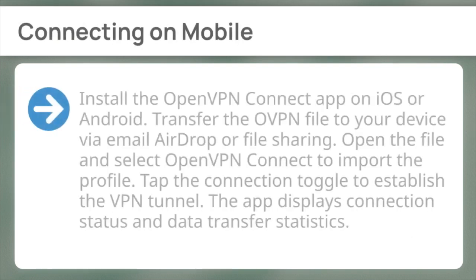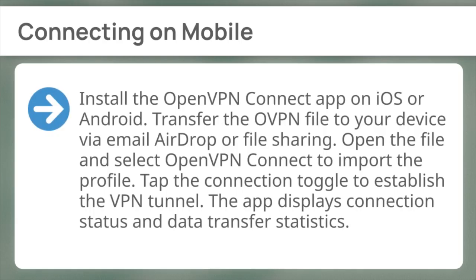Next, connecting on mobile. Install the OpenVPN Connect app on iOS or Android. Transfer the OVPN file to your device via email, AirDrop, or file sharing. Open the file and select OpenVPN Connect to import the profile. Tap the connection toggle to establish the VPN tunnel. The app displays connection status and data transfer statistics.